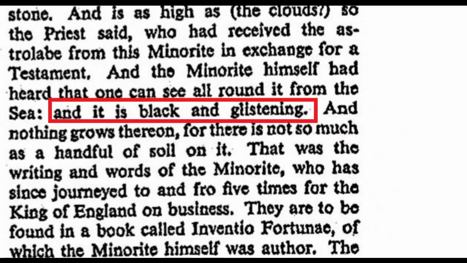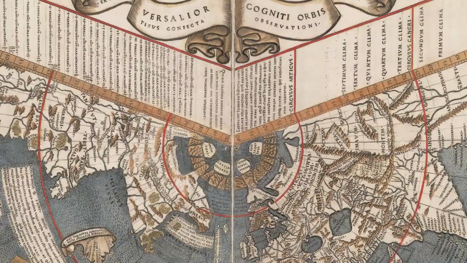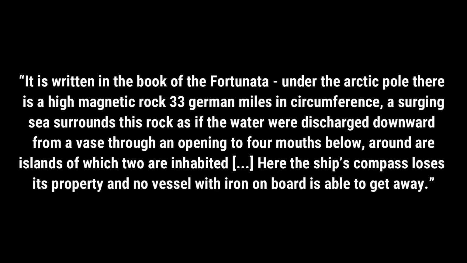In Johann Ruysch's 1508 map, the North Pole is represented in a similar manner, and the map's legend states, "It is written in the Book of the Fortunata, under the Arctic Pole there is a high magnetic rock, 33 German miles in circumference."